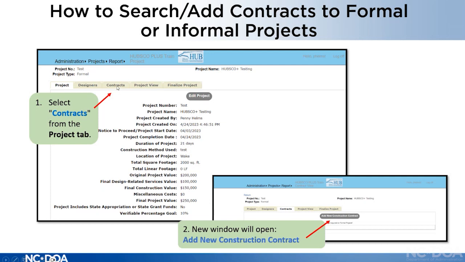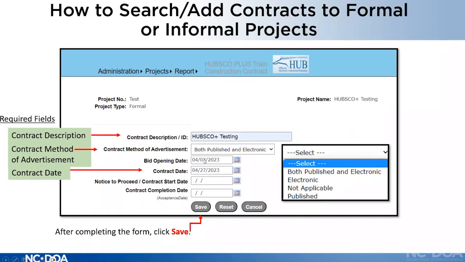So after you're done with your designers, you would click on contracts, and a new window will open, and you would click Add New Construction Contract. And then you would add in the information here. This contract description ID might or might not be the same as your project name. It's not guaranteed, because you might name your contract after who you are actually using. There's no requirement from the HUB office of what that has to look like. Hopefully it's just logical for you. Then you have to indicate the contract method of advertisement. Did you publish it electronically? Did you publish it in a newspaper?